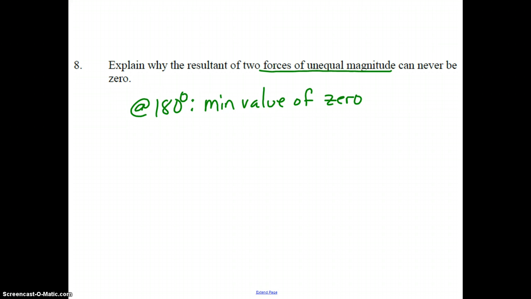Because they are unequal in magnitude, when you place them at 180 degrees, using our same example as before, you're going to get some non-zero resultant. The only way for you to get a resultant of 0 is to have them be at 180 degrees to each other and have them be equal in magnitude. So once again, the key to the question was that those magnitudes were unequal.